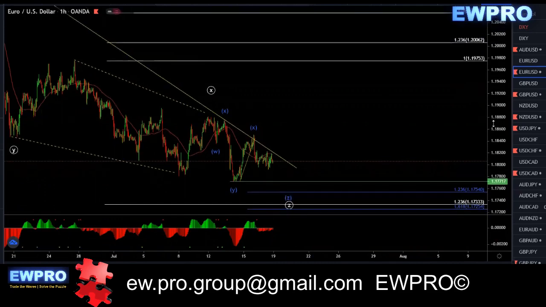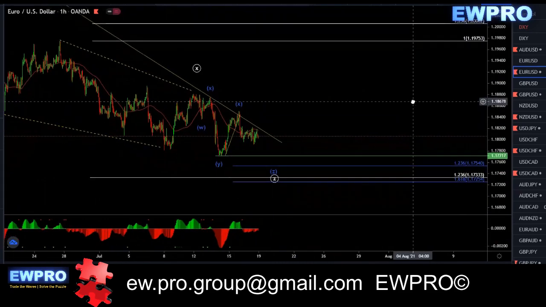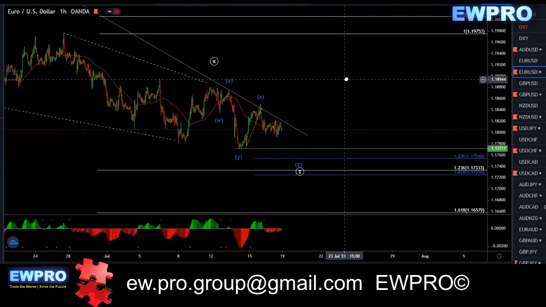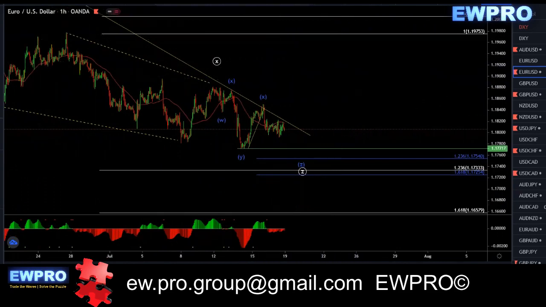Looking at the H1, we were looking at that bear hidden. So we got these WXY, X2 with bear hidden. So I'm looking for this to go down. Your first target's at 123.6, and then you got that second target at the 161.8. And that should hit that first target on the H4.